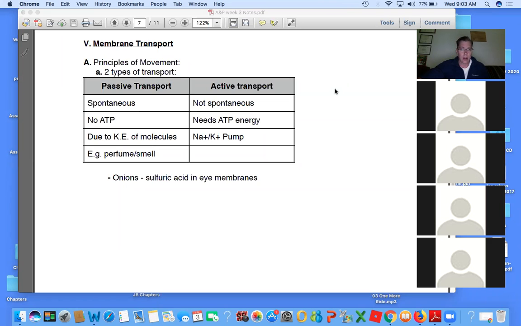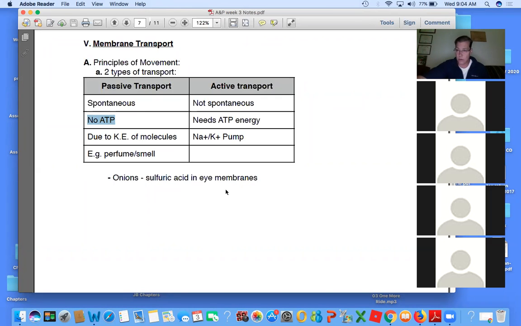So I gave the examples a moment ago of onions and of blood pressure. Why does eating salt cause high blood pressure? Why do onions irritate your eyes? Both are examples of something called passive transport, which is movement of materials spontaneously, not requiring ATP energy in the body. Passive transport is movement of materials from a higher concentration to a lower concentration.